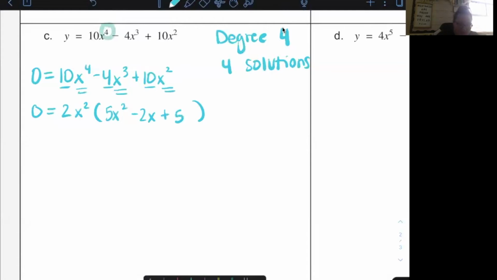All right. So then I need to see, is 5x squared minus 2x plus 5 factorable even further? To do that, I'm going to take 5 times 5, a times c, which is 25. And then are there factors of 25 that add or subtract to get me negative 2? And no. So this isn't factorable any further. So that means that I'm ready to set each factor equal to 0. So I'm going to have 2x squared equals 0, and 5x squared minus 2x plus 5 equals 0.